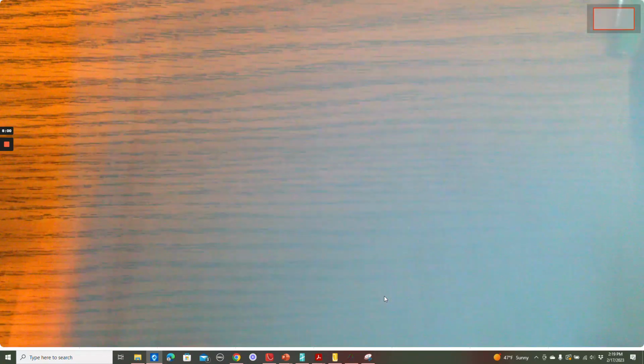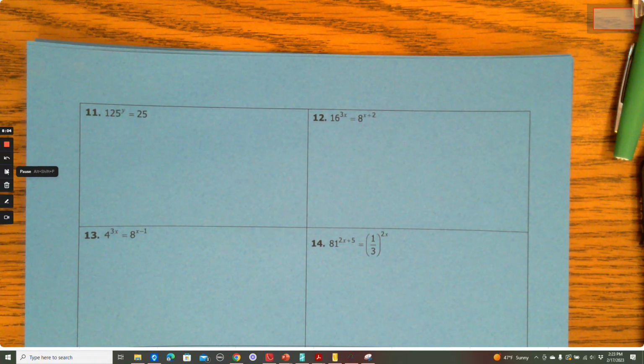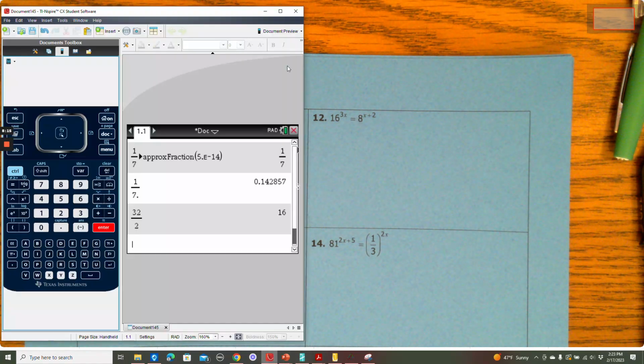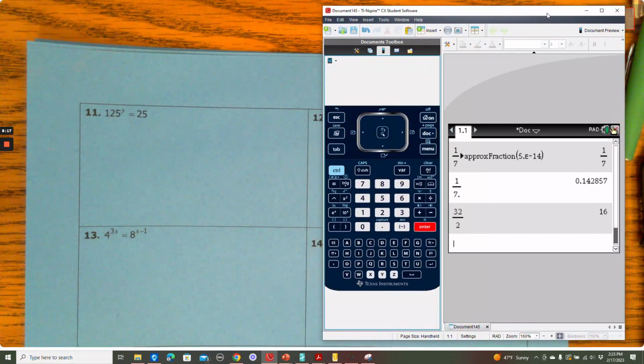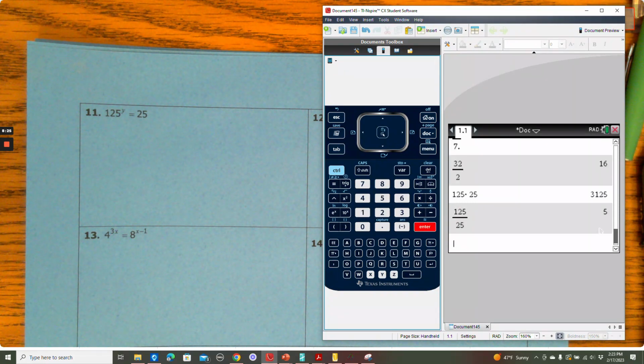Okay, on this second page, we've got some more examples here that we're going to go through. All right, so on number 11, we've got 125 to the y equals 25. So this one we're going to have to break down a couple times, a couple different ways. So if we do 125 and we want to see if 25 is a base. Other way, divide it. 25 times 5. So 25 is not, I can't use it as a base, but I can use 5.